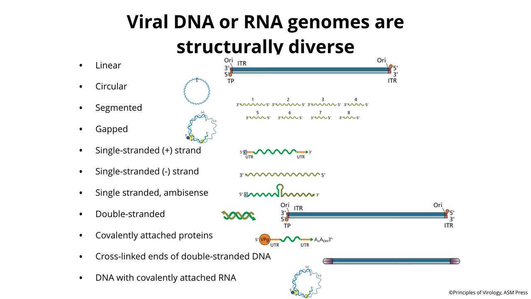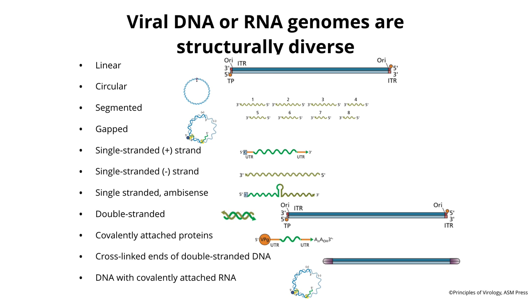Some double-stranded DNA viruses, the pox viruses in particular, the ends are actually cross-linked. So in this DNA above it, this linear double-stranded DNA, the ends are free. You have 5' and 3' ends. But here in the double-stranded DNA below it, the ends are actually covalently linked. So if you melted this double strand, if you separated the strands, you would have a single-stranded circle.